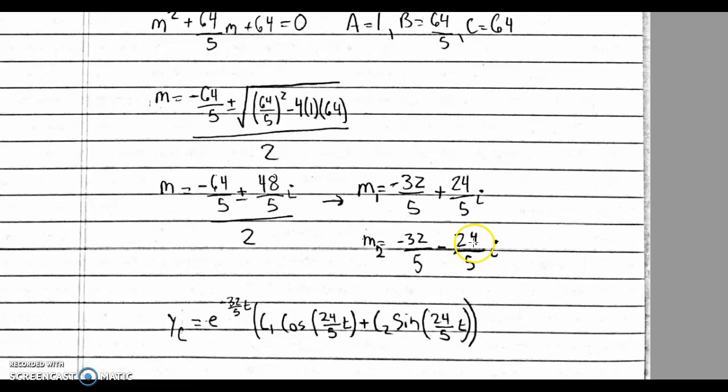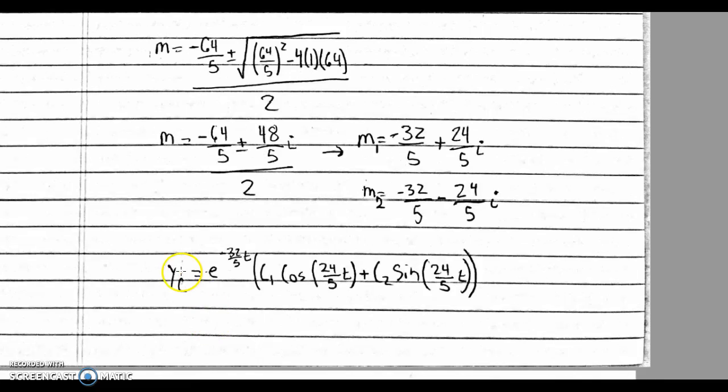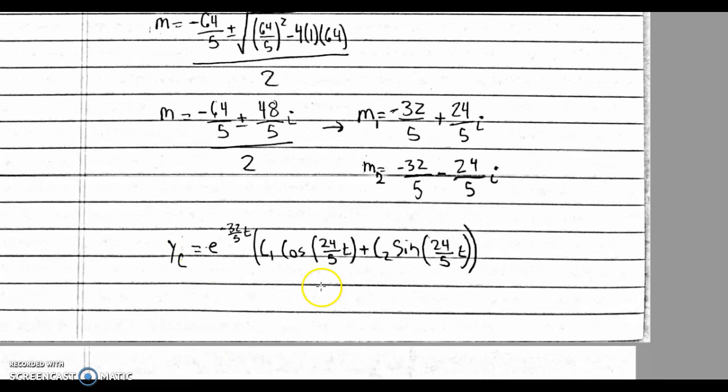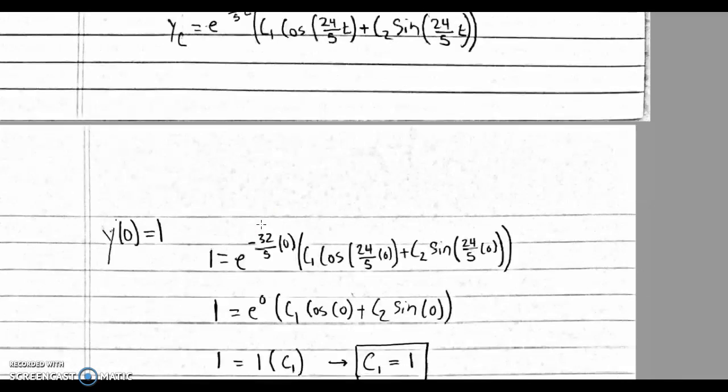We can then substitute these values and create the complementary equation. And so we have y sub c is equal to e to the negative 32/5 t times c1 cosine of 24/5 t plus c2 sine of 24 over 5t. And that is our complementary equation. Our next step is to solve this equation using our initial conditions that we set up earlier.